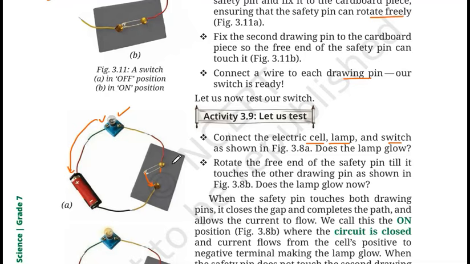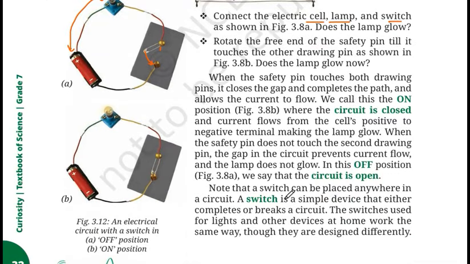When we do it, we call this the on position. That is, if you can see this next figure, this is the on position. Here, this was the off position when the safety pin was not touching the drawing pin. Here, when the safety pin touches the drawing pin, the circuit is called a closed circuit or a complete circuit, and the switch is in the on position. So when you switch it on, what will happen? The bulb glows. So this circuit is called a closed circuit.